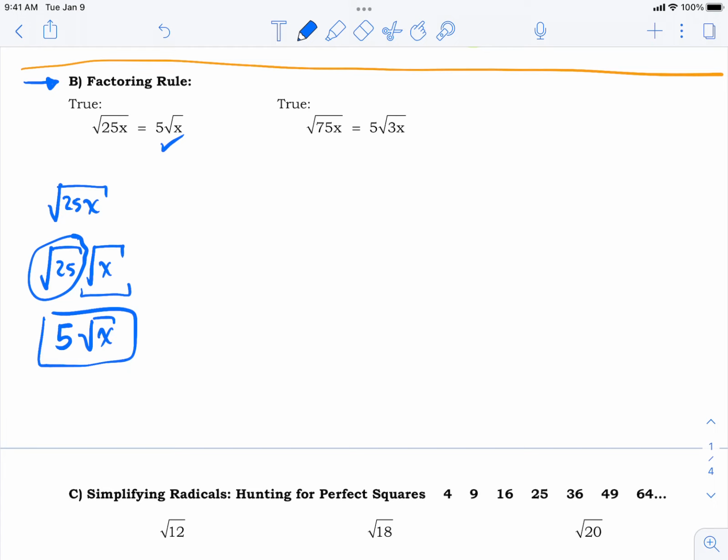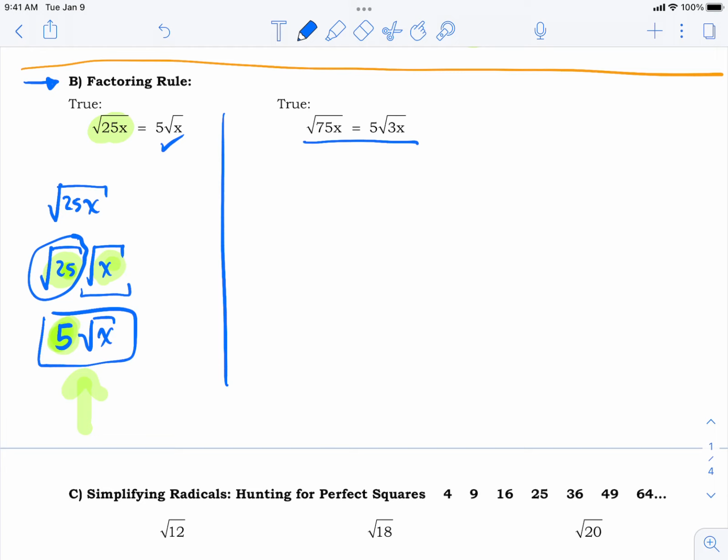So, instant replay. I had a 25 and an x both inside. I can say I've got a 25 inside times an x inside. But wait, 25 inside a square root symbol becomes just a 5. I don't need the square root symbol anymore. That's where the simplification is happening. There's no more radical there. 5 radical x. So this is the main sequence we're going to be following today: breaking things apart, taking square roots where we can, and leaving leftovers inside the radical. Take a look at this one.